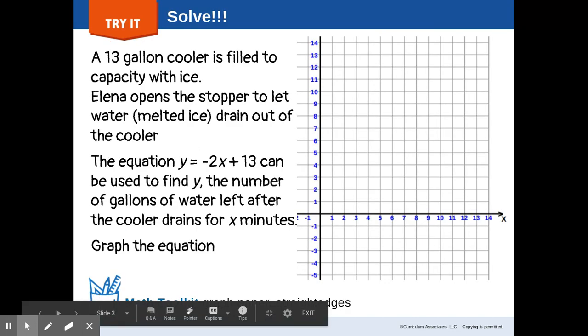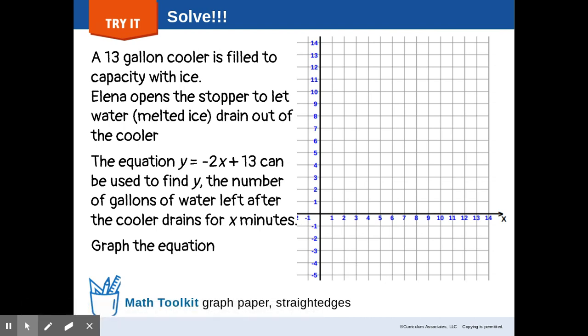So here we have a 13-gallon cooler that is filled to capacity with ice. Elena opens the stopper to let the melted ice drain out of the cooler. The equation y equals -2x plus 13 can be used to find y, the number of gallons of water left after the cooler drains for x minutes. Graph the equation. So we have our equation y equals -2x plus 13.